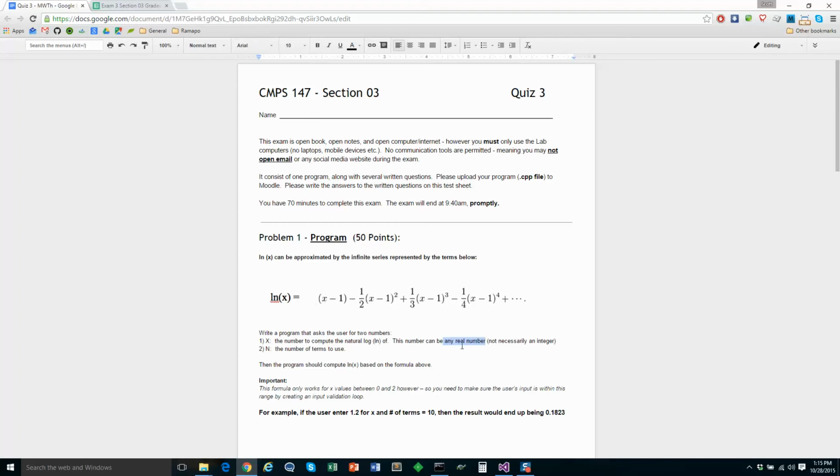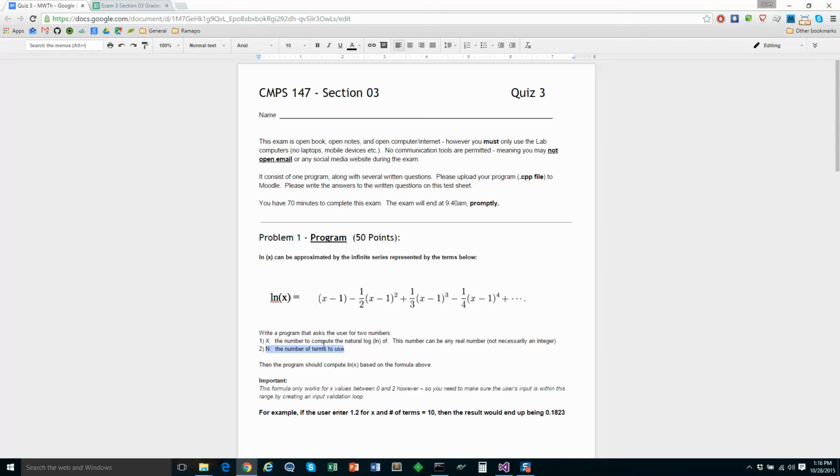I didn't see anybody miss that part, but most people didn't assume that these were integers. We also wanted to ask the user for a value n, which corresponded to the number of terms. So, if they typed in just one term, your answer wouldn't be anywhere close to what the log n.